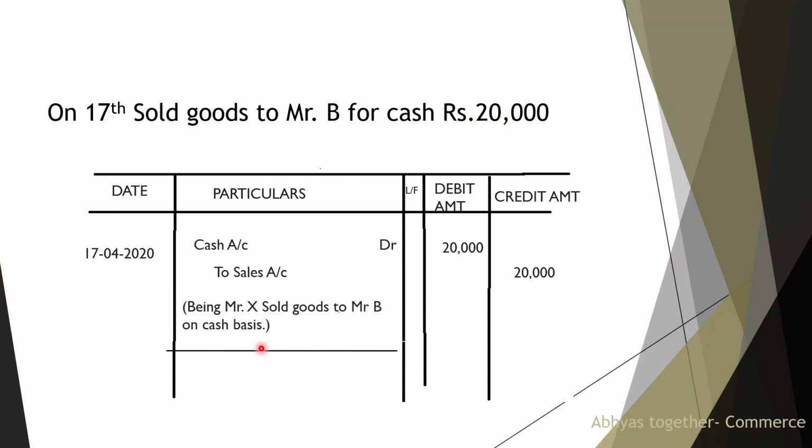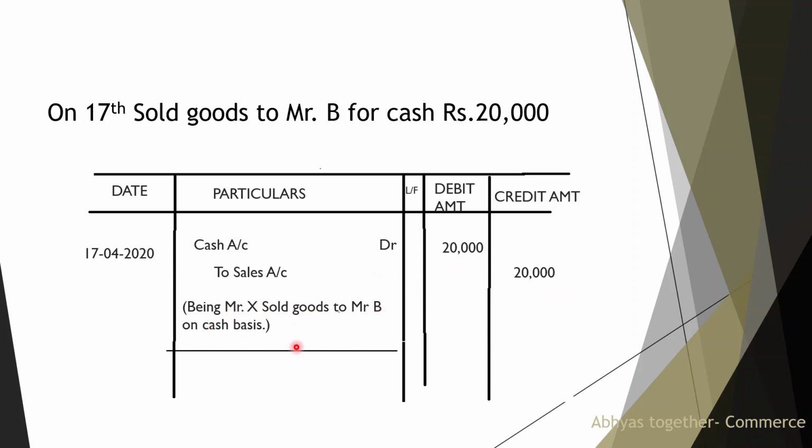Then the next entry is on 17th, sold goods to Mr. B for cash rupees 20,000. So when we have sold the goods, the cash is coming inside, right? So debit what comes in. Cash account debit to sales account, as this sales is an income nature to the business. On 17th April 2020, cash account to sales account, 20,000 and 20,000.